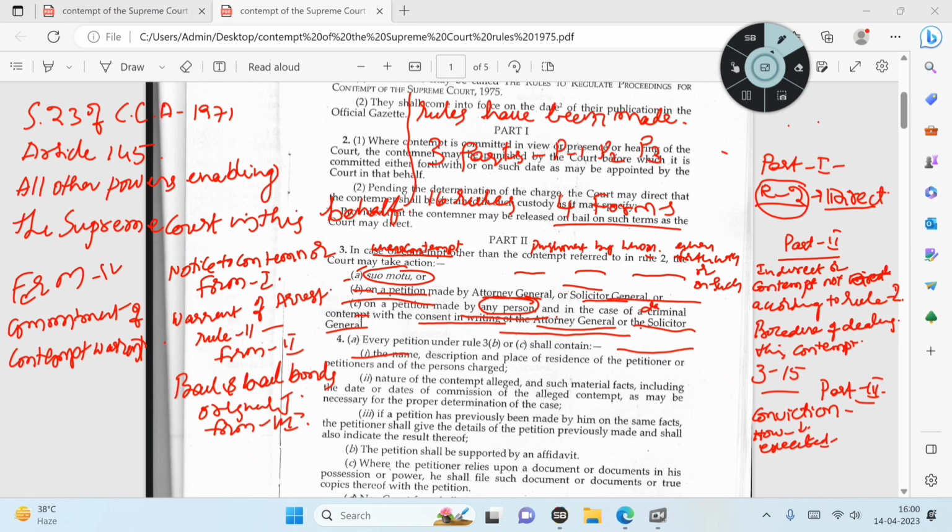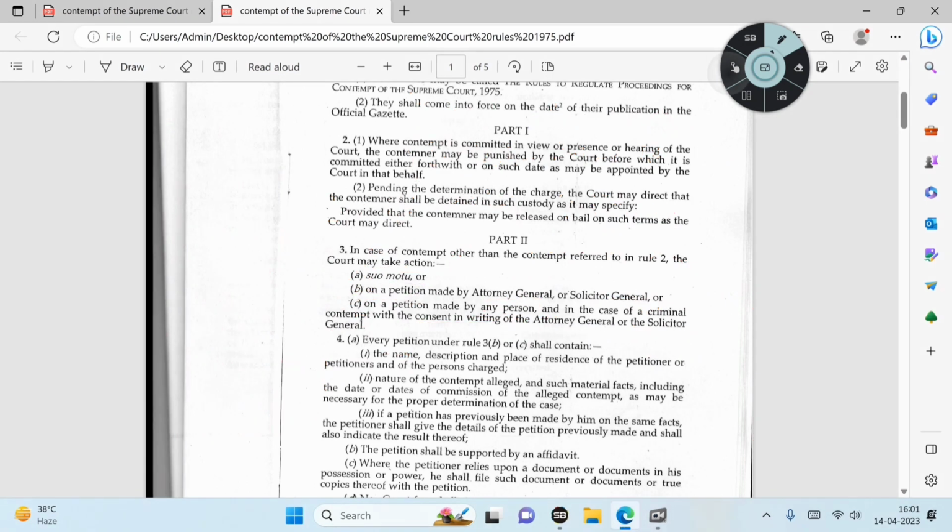Now, what are the prerequisites to move a contempt petition? Already we discussed some prerequisites, like a petition by the Attorney General, Solicitor General or any person, or in the case of criminal contempt, written consent of the Attorney General or Solicitor General, which is also a prerequisite condition. Okay, then come to Rule 4.